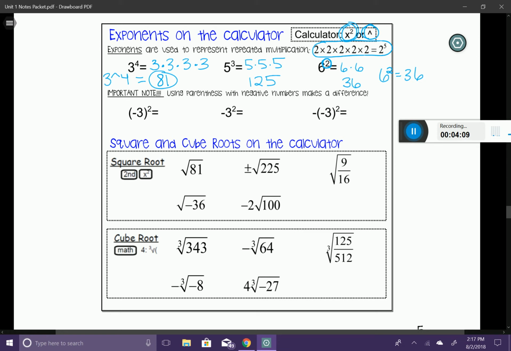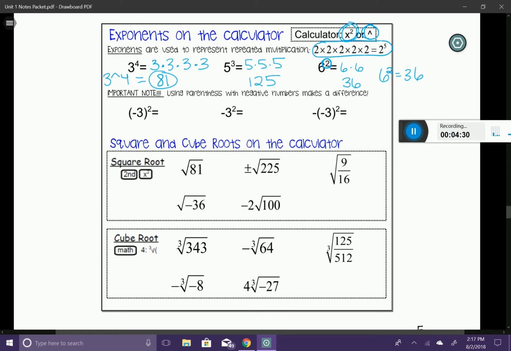Okay, now let's talk about exponents that have bases with negatives. This is where things get a little tricky, and I want to make sure I clear this up before we move forward in any of the future lessons. So an important note, you have to use parentheses with negative numbers because it really makes a difference. Let me show you how.